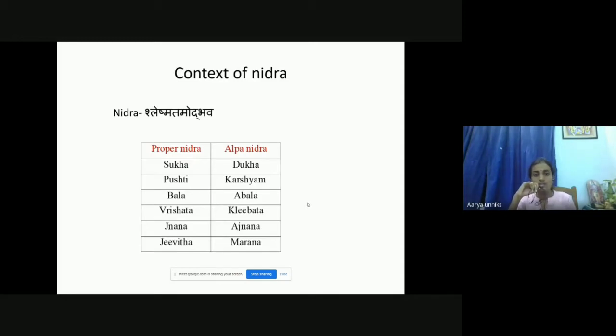So this famous verse, the effects of proper and improper Nidra: nidrayattam sukham duhkham pushti karshyam balabalam, vrishata klibata jnanam ajnanam jivitam na cha. We have discussed that Ajnanam is Tamas, but the extreme of Avaranam is the extreme of Tamas. So that is Marana. So this also needs to be kept in mind. And Jnanam is the result of proper balance of Sattva, Rajas, and Tamas. Ajnanam is when Tamas overpowers.